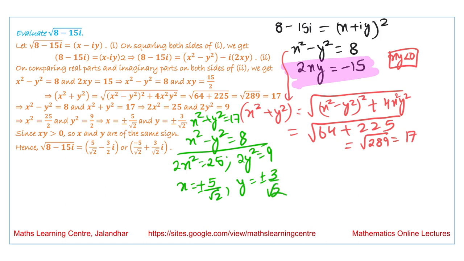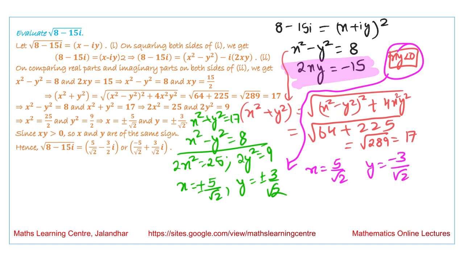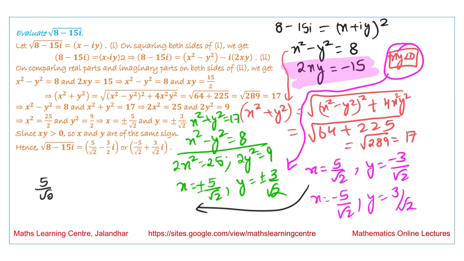Now by this condition, when x is 5/√2, y will be −3/√2. When x is −5/√2, y will be 3/√2. So the roots of this number are 5/√2 − (3/√2)i and −5/√2 + (3/√2)i.